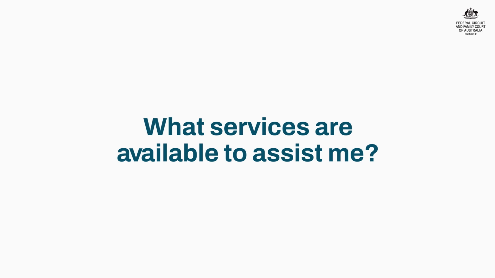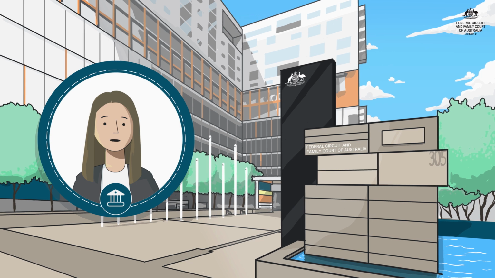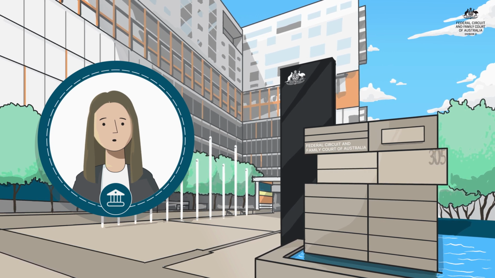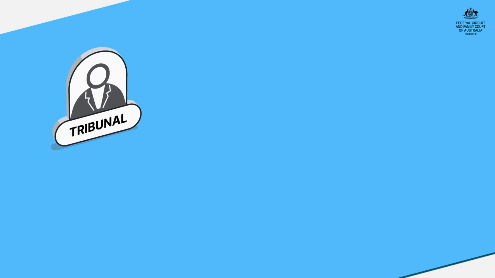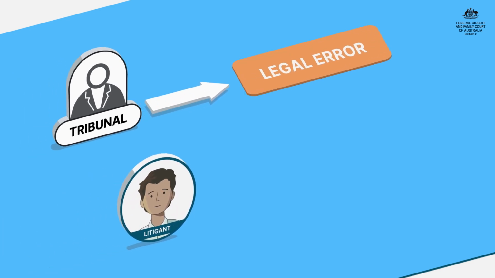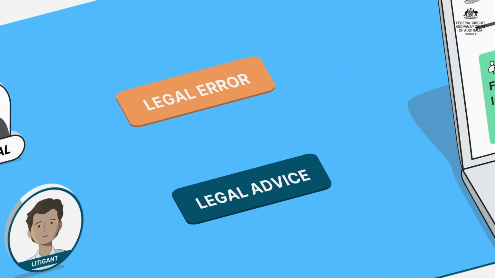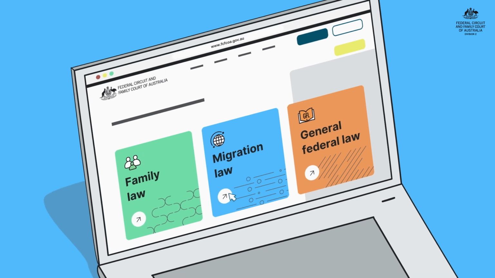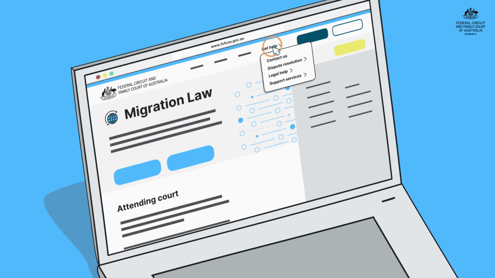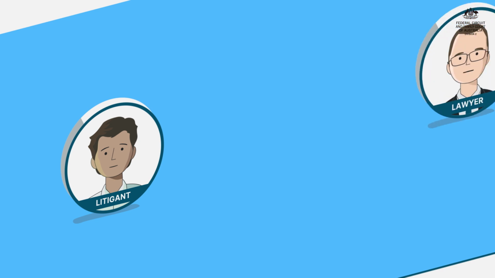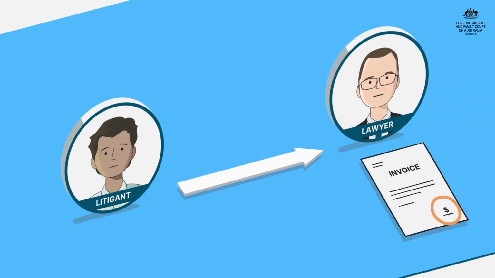What services are available to assist me? Establishing if a legal error has been made by the tribunal is often complicated. If you believe a decision maker has made a legal error, you should seek legal advice as soon as possible. The court cannot find a lawyer for you. However, you'll find helpful links for community legal services or legal aid via the court website. Otherwise, you can choose your own lawyer and pay for this service.